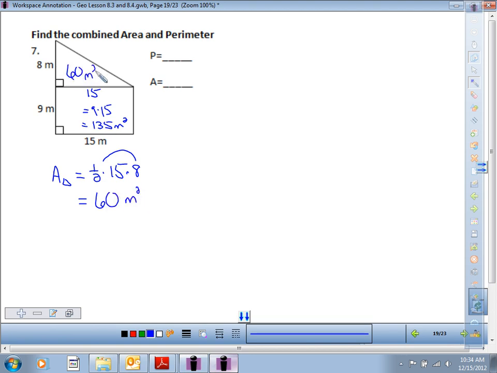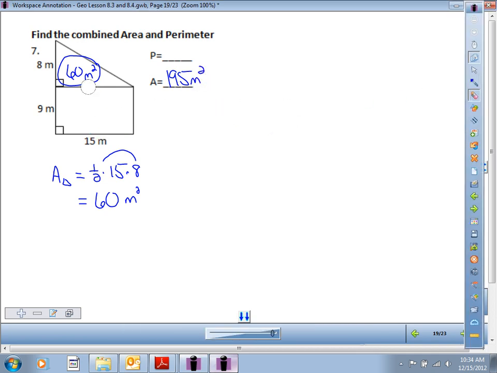Now remember, we did these with rectangles and squares. To find the total area, we just have to add those two guys together. So we take 60 plus 135, which is 195 meters squared. So that's our area. Now to do perimeter, we have to do a little bit more work.